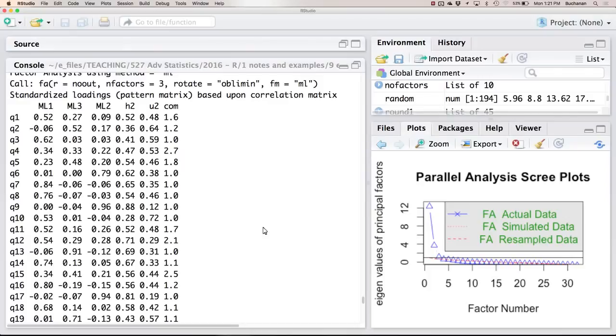h2 is communality. So how much of that question is accounted for by these different loadings? So higher communalities indicate that it loaded well in at least one of them. u2 is the reverse, it's error. So these 2 add up to 1. It's basically the split of the variance. This is how much variance is accounted for, this is how much variance isn't. And then complexity, which not a lot of people use.